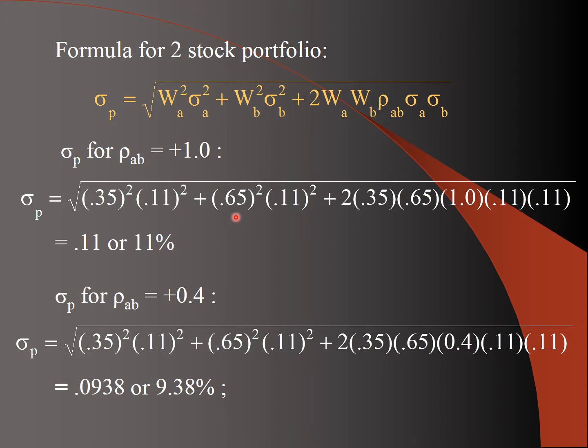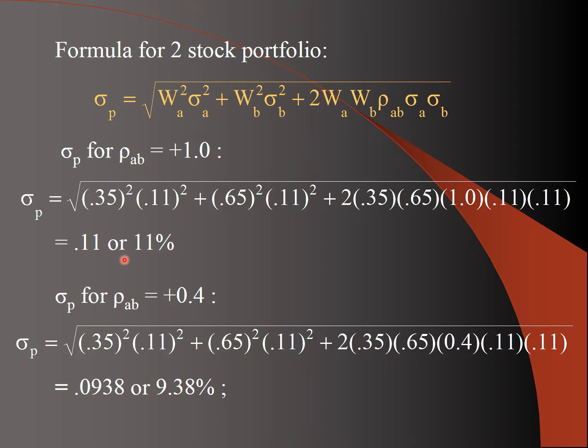plus the proportion invested in stock B squared, times the standard deviation of stock B squared, plus 2 times the proportion invested in stock A times the proportion invested in stock B times the correlation coefficient of stocks A and B, which we're giving to be 1, times the standard deviation of stock A and the standard deviation of stock B. And sure enough, we get a standard deviation for the portfolio equal to 11%.